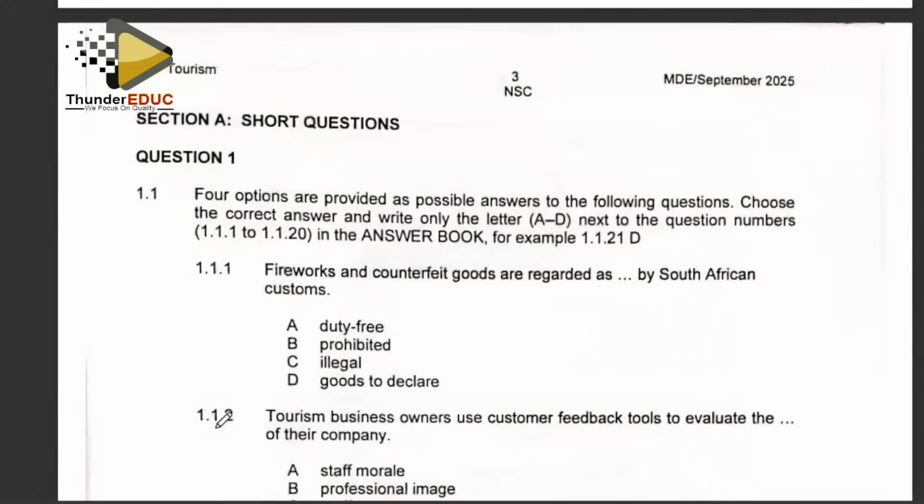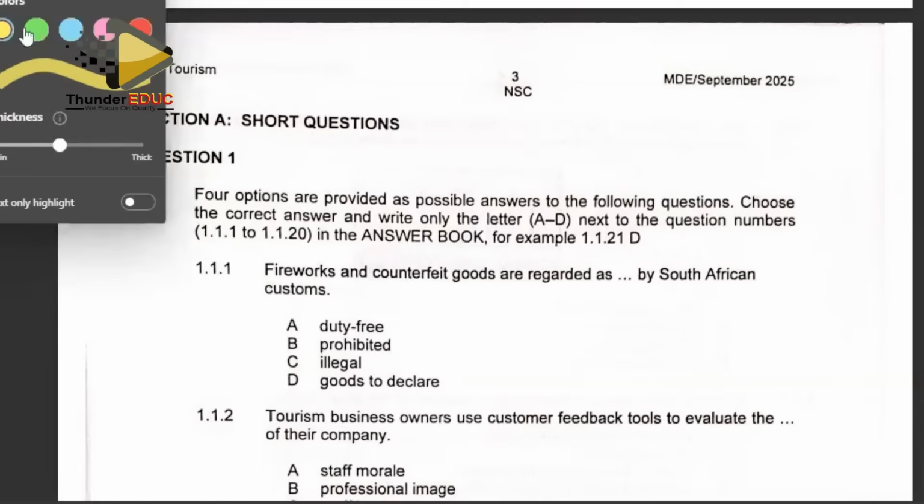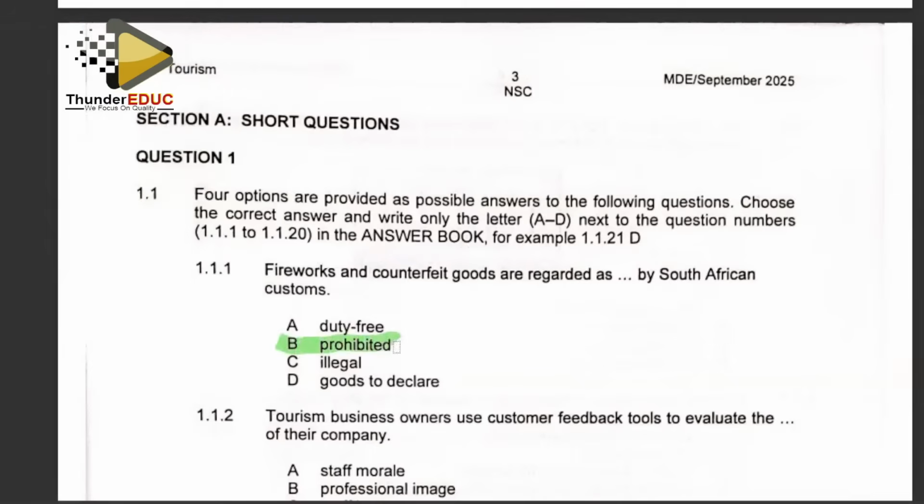In terms of the short questions, 4 options are provided as possible answers to the following questions. Choose the correct answer and write only the letter A to D next to the question numbers 1.1.1 up to 1.1.20 in the answer book, for example 1.1.21D. The first question reads: fireworks and counterfeit goods are regarded as prohibited goods. So the correct answer there would be prohibited, which is the letter B.